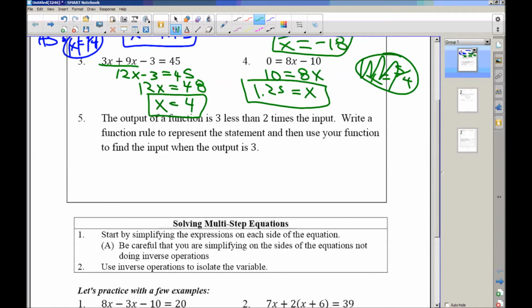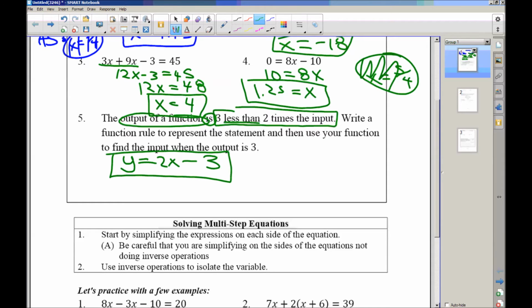All right, the output of a function is 3 less than 2 times the input. Write a function rule to represent that statement. Okay, so that's our first part. So the output of a function is y. Is equals. And then we have 3 less than 2 times the input. Remember, less than is subtraction, but it flips the order. So the 3 is going to go to the back, and 2 times the input goes to the front. That was our first part.